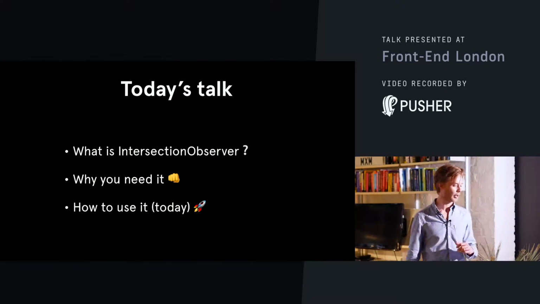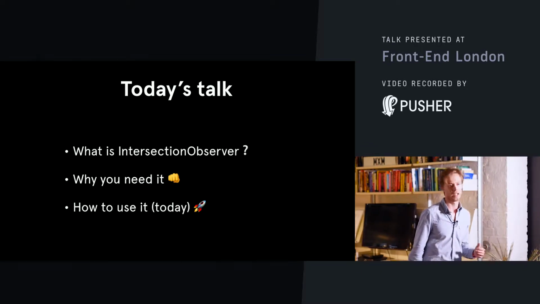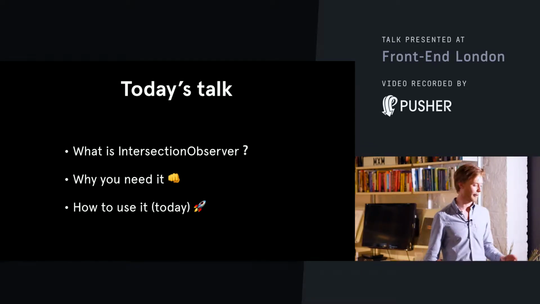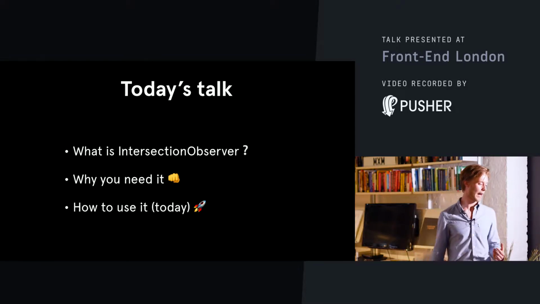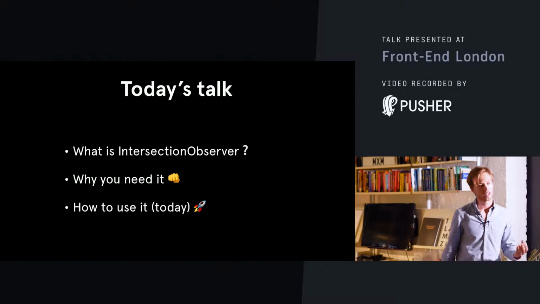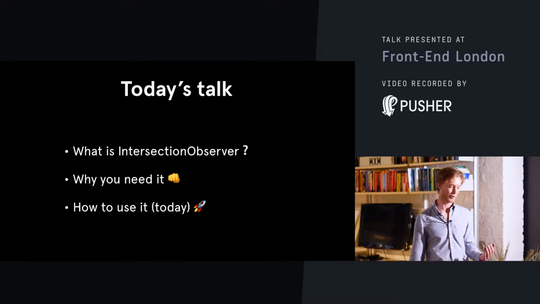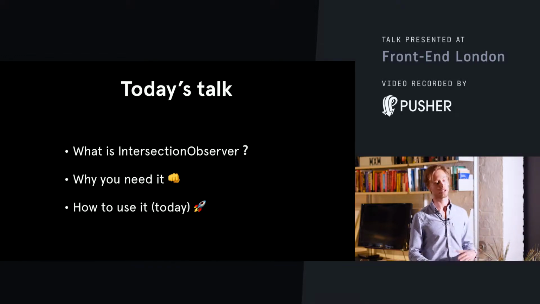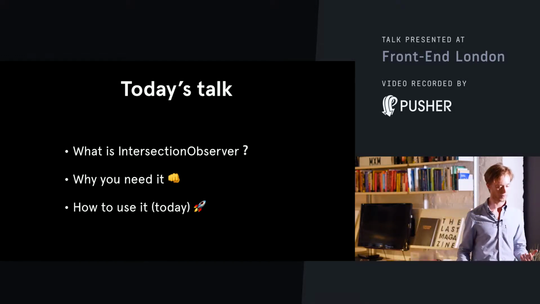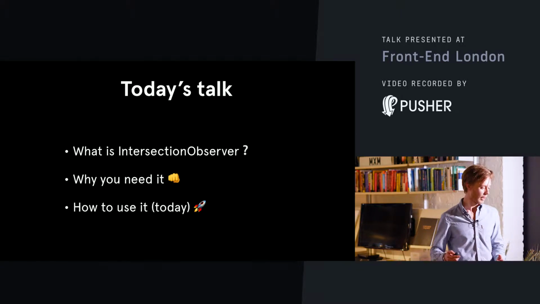But today, we're going to talk about IntersectionObserver. So roughly, the outline of this talk is going to be, first I'm going to tell you what IntersectionObserver is about, why you need it, and what it is good for, but also what it's not so good for, and how you can use it today so that you can go home and make use of this on your websites or web apps or whatever it is that you are building.